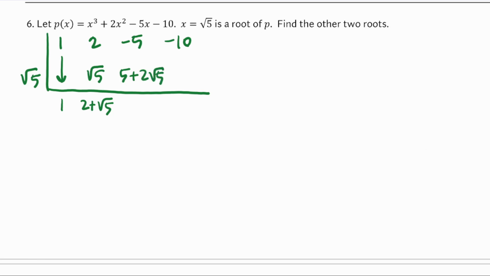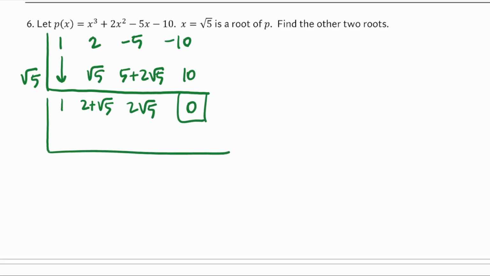And then this is really nice. When I add these two things together, the negative 5 plus 5, that's 0, so I just have 2 square root of 5. And then when I multiply 2 root 5 by root 5, I'll have 2 times regular 5, which is going to be 10. And then I get 0. Okay, so that's what I would expect. They told me that root 5 was a root. So, okay.